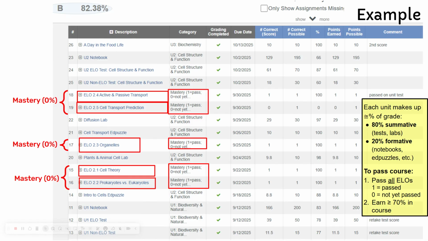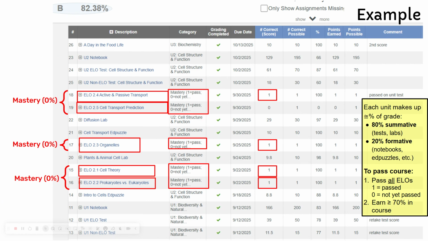This particular unit had 5 different ELOs, or skills that the students must have been able to demonstrate mastery for. 2.1 was a cell theory, 2.2 prokaryotes and eukaryotes, 2.3 organelles, 2.4 transport, and 2.5 cell transport prediction. So all kind of different skills. So what we're looking for here is that the student has all ones and no zeros.